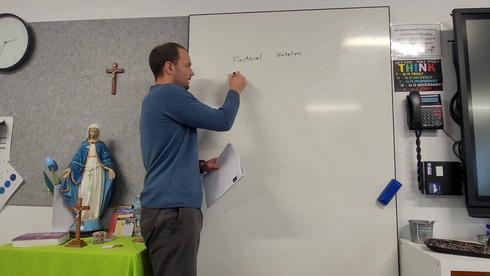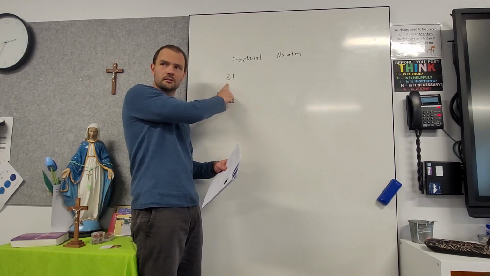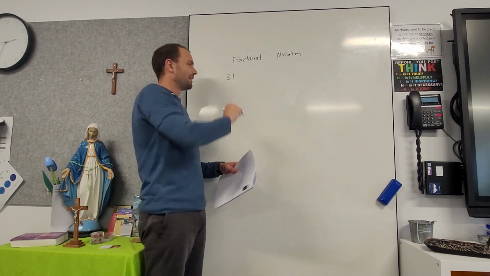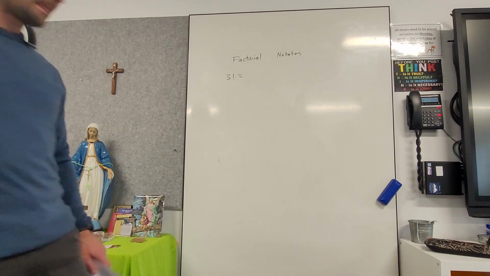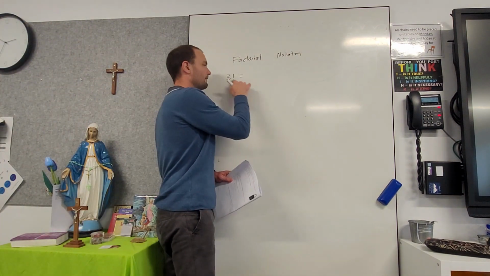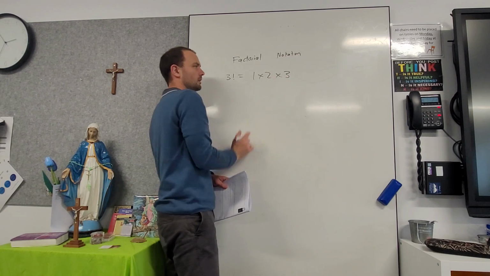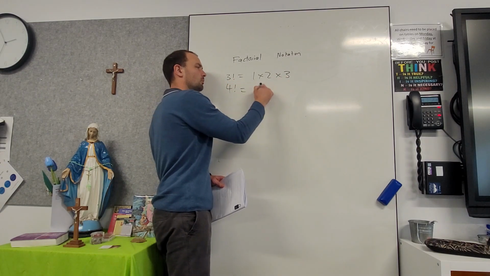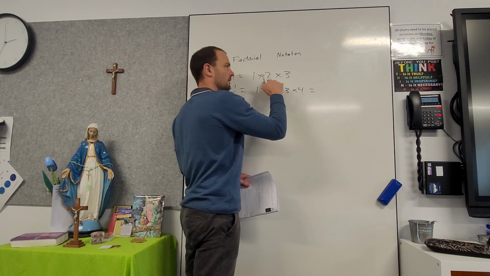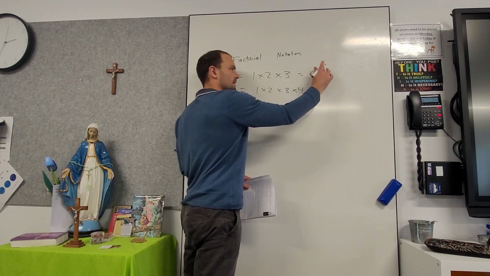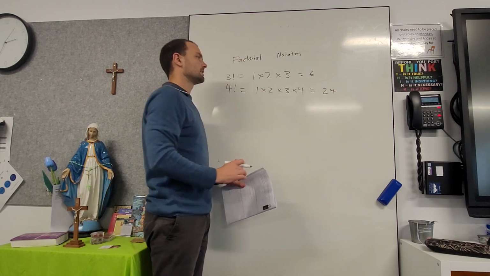Alright, this number here, it's not 3, it's 3 factorial. Whenever we have an exclamation mark after it, we call that a factorial. That means every integer up to 3: 1 times 2 times 3. If we have 4 factorial, it's 1 times 2 times 3 times 4. So 1 times 2 times 3 is 6, and 1 times 2 times 3 times 4 would be 24.